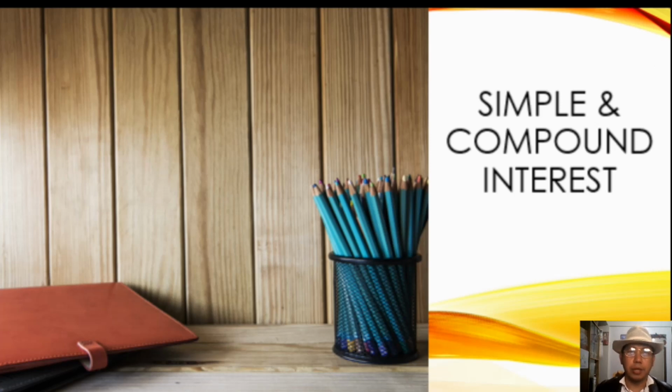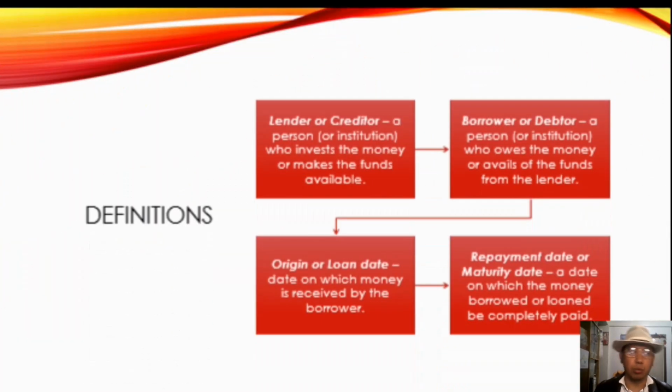So to understand the simple and compound interest, there are things that we should know or we should understand. These are the definition of terms. So the very number one definition of terms that we are going to discuss is what we call now the lender or creditor. So when we say lender or creditor, it is a person or institution who invests the money or make the fund available.